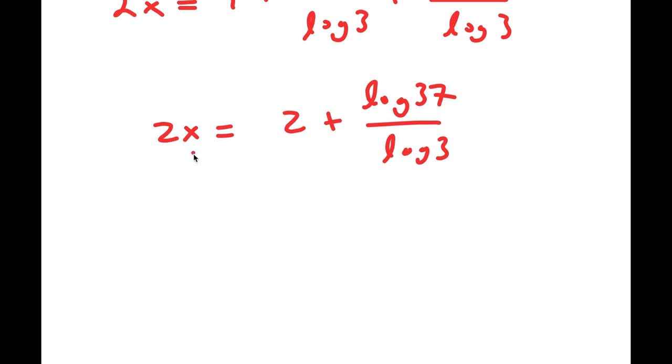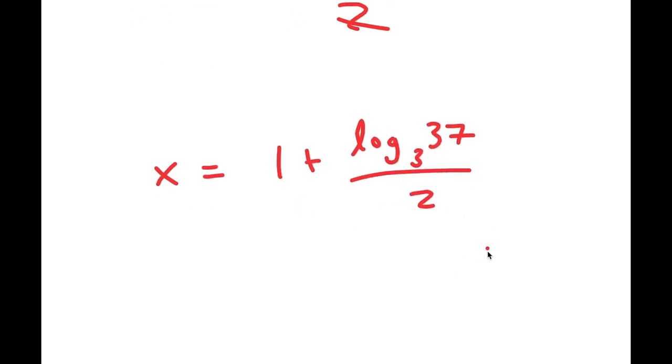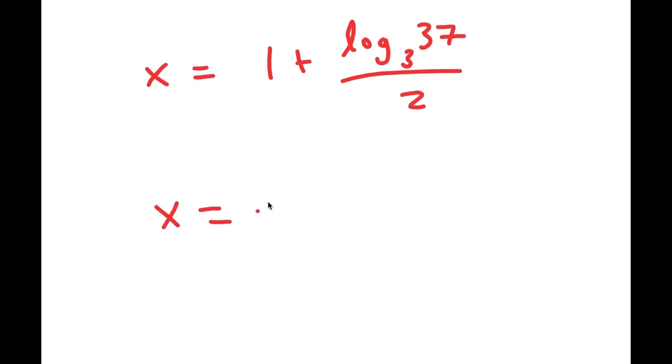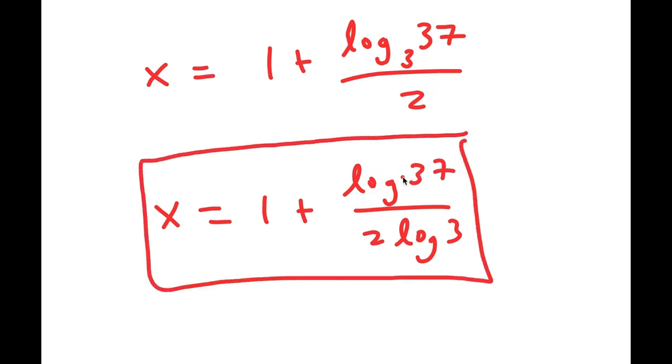So now if I divide both sides by 2, these two cancel out, these two cancel out. So I get x is equal to 1 plus log base 3 of 37 over 2. And this is the same thing as 1 plus log 37 over 2 times log 3. So this is my solution to this equation.